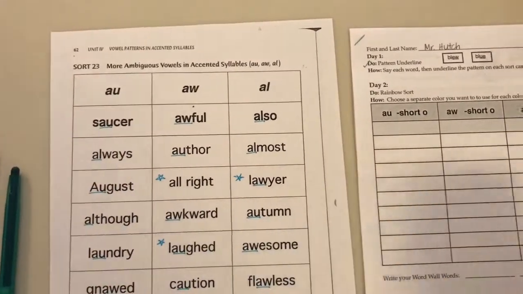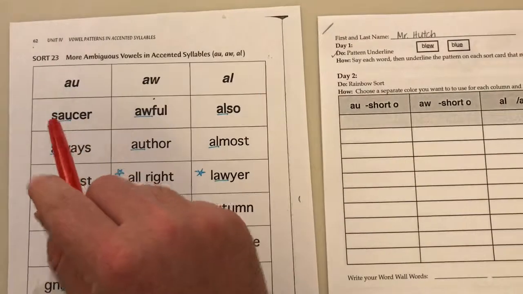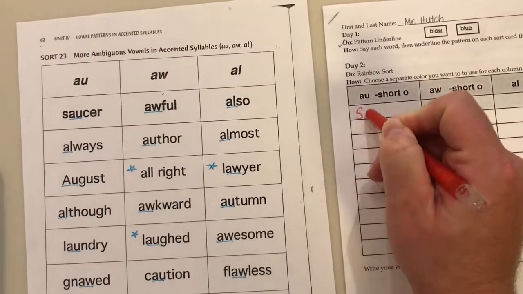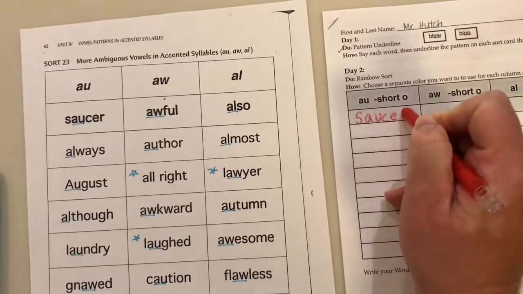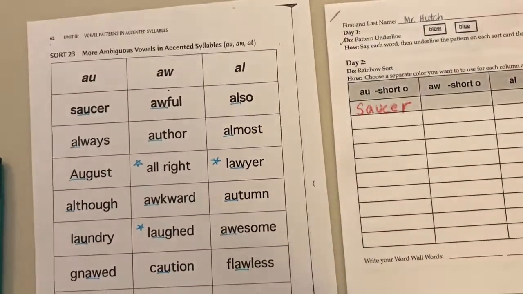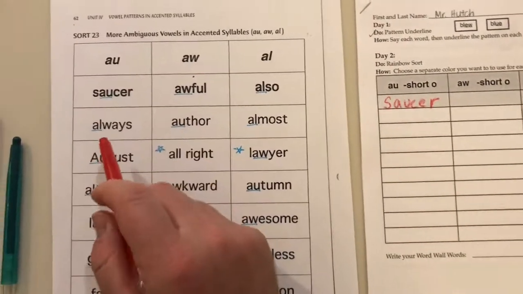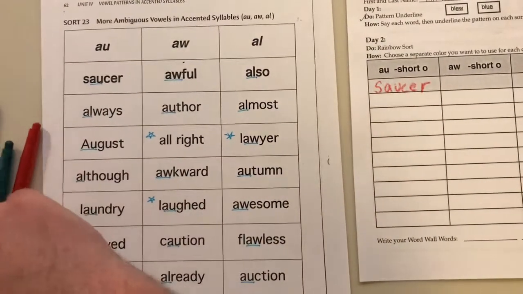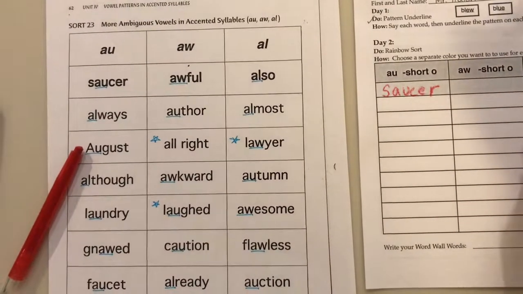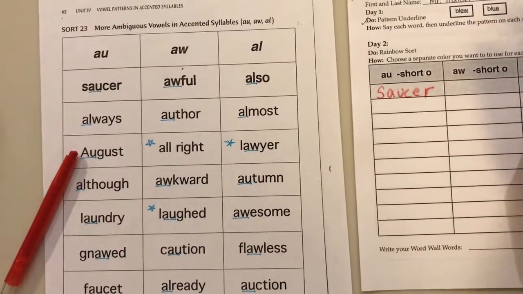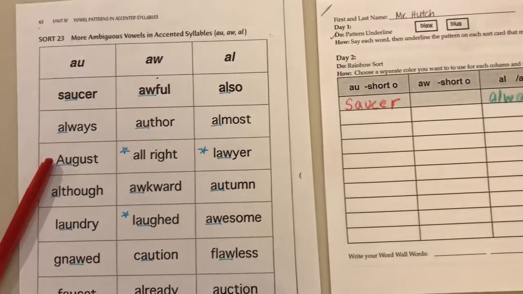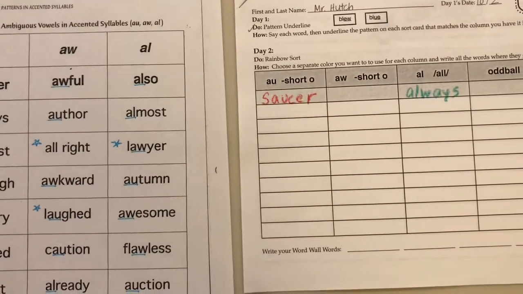So I'll choose red to be this first column. So I see saucer is AU. So over here with my crayon, I'm going to write SAUCER. And then I can go to the next one, which is always. I see it's AL. So I'm going to pick a different color for that. So I'll pick green for that. And I'll go ahead and write ALWAYS. Make sure you're spelling and working correctly.